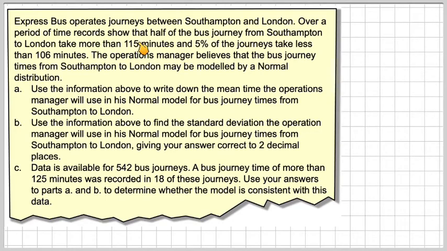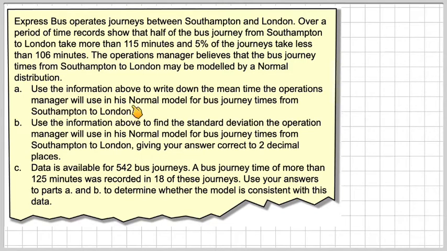Express buses operate journeys between Southampton and London. Over a period of time, records show that half the bus journeys from Southampton to London take more than 115 minutes, and 5% of the journeys take less than 106 minutes. The operations manager believes that the bus company times from Southampton to London may be modelled by a normal distribution.